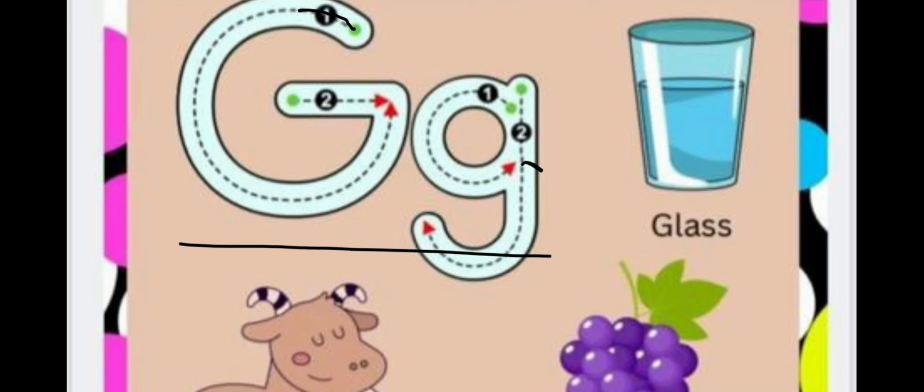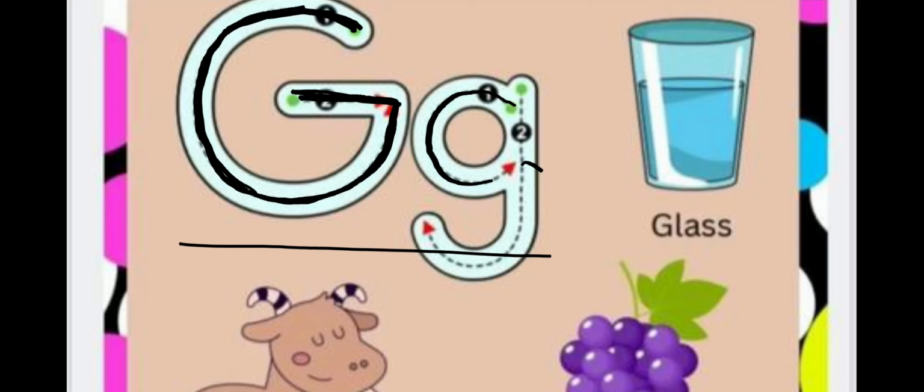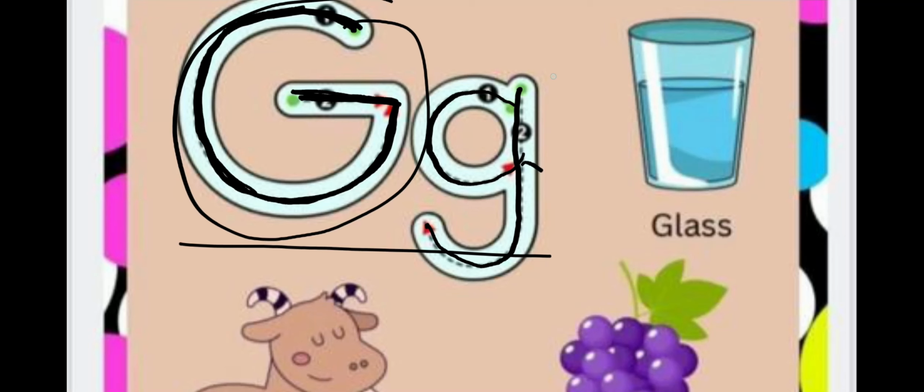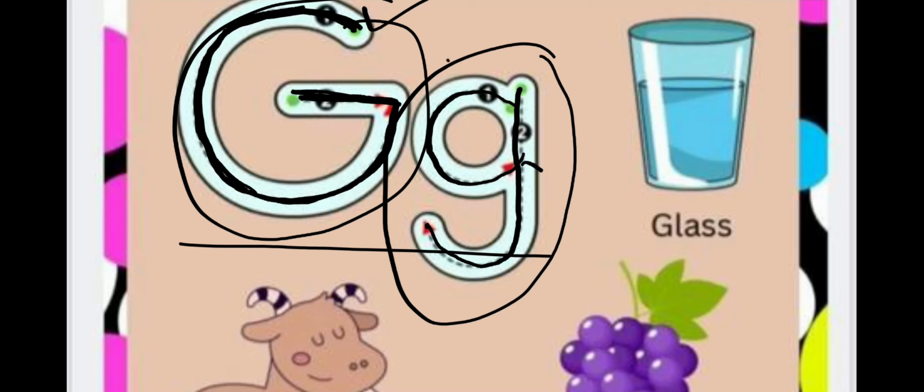We start from here, see, like this. Coming like this. We write like this. First write, then like this, G. This is capital G, okay, capital G. Again, I will tell you, we start from here, coming, and like this, okay? And then we start like this, small g. Big G and small g.